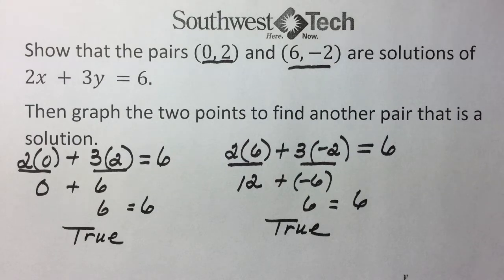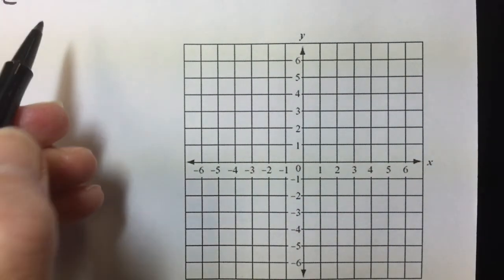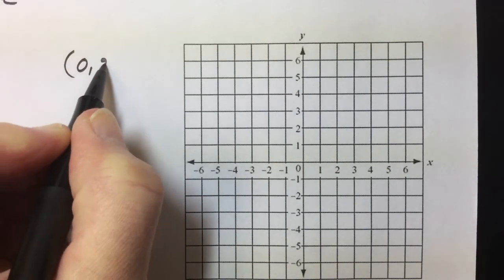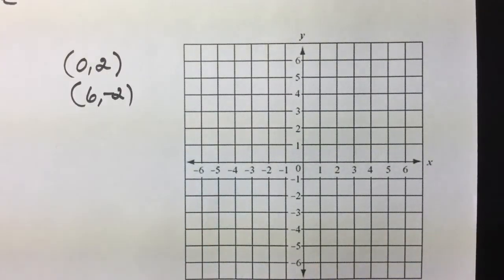We're then going to take these points and graph them, which will result in a line. The line is called the graph of the equation, and it represents all solutions of the equation. So we're going to take those 2 points. The first one was (0, 2). The second was (6, -2). And we will plot those on this graph.